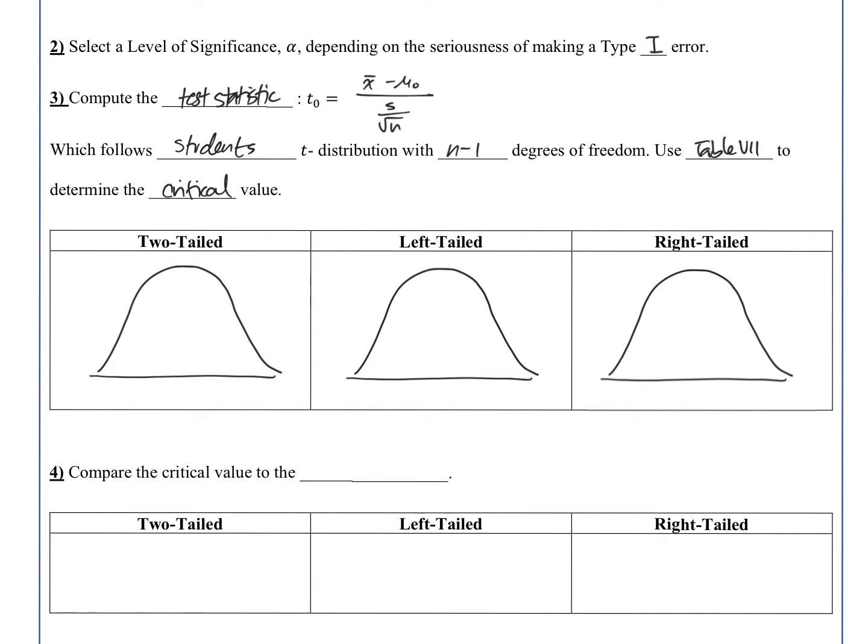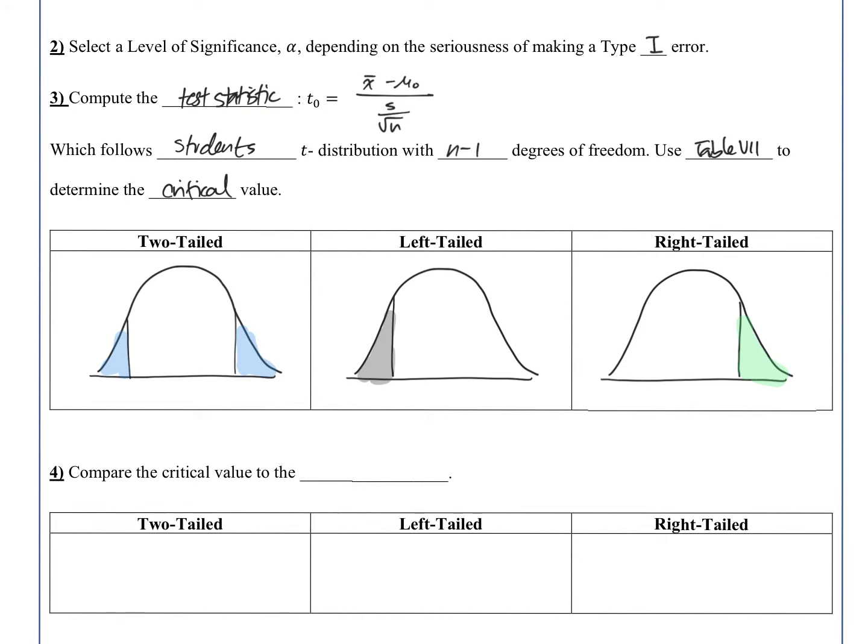Now what are we looking at? Well, for two-tailed, we're looking at two sides, right? Looking at this area here. For one-tailed, or left-tailed, excuse me, we're looking at that side. And then for right-tailed, we're looking above. Actually, let me change that color. There we go.